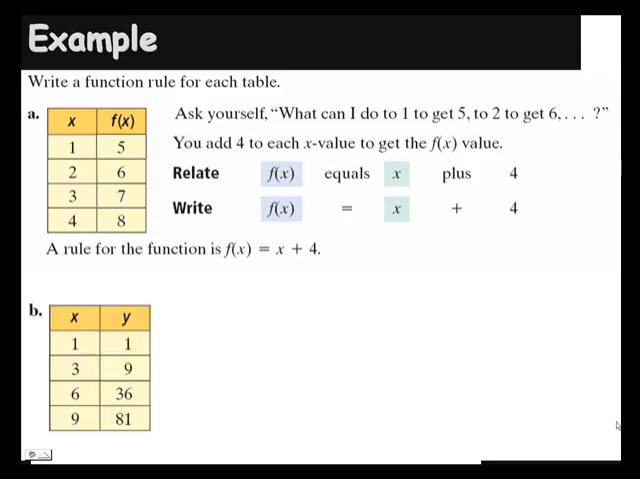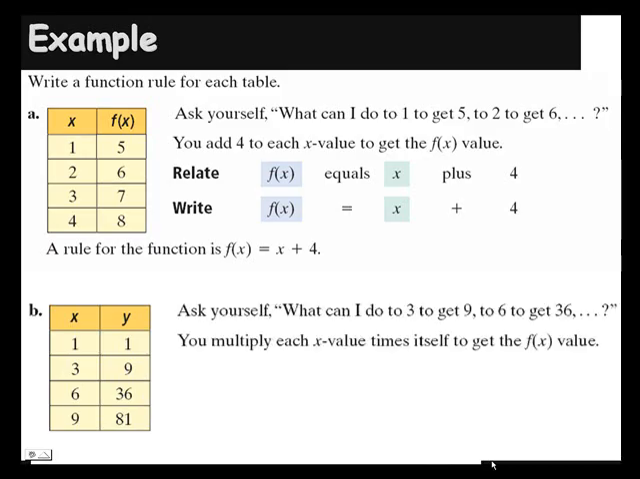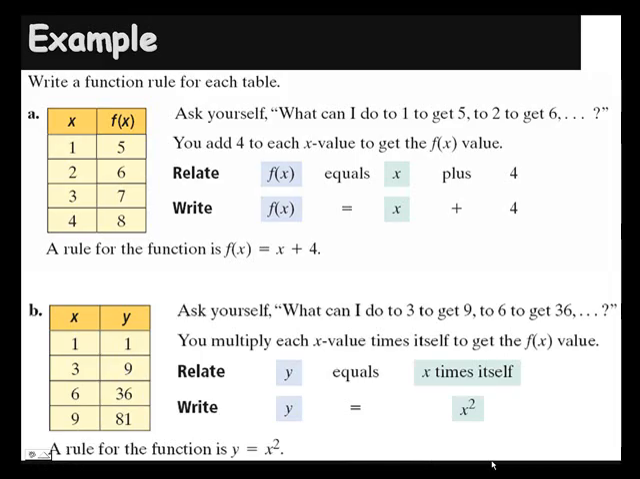Let's look at another table. I have 1, I end with 1. I have 3, I end with 9. I had 6, I end with 36. These are all perfect squares. It looks like I take the x value and square it and get the y value. So we would say y equals x squared. So these are the steps that you might think through in your head and finally end up with y equals x squared for your function rule.